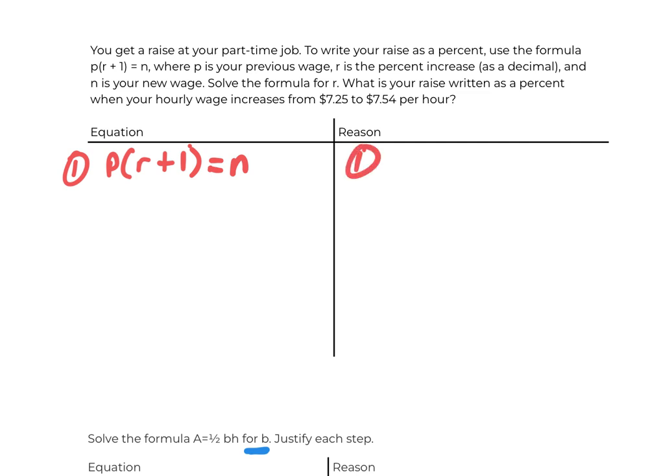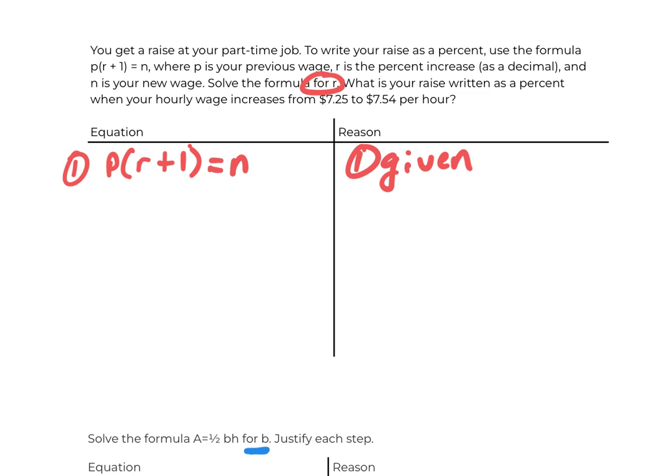First step should be the easiest step today. It's not going to change. Just taking the formula, or the equation, that we're given. It says P is your previous wage, R is the percent increase written as a decimal, N is your new wage. Solve the formula for R. So we have to read through all of that and get out of it what we need.